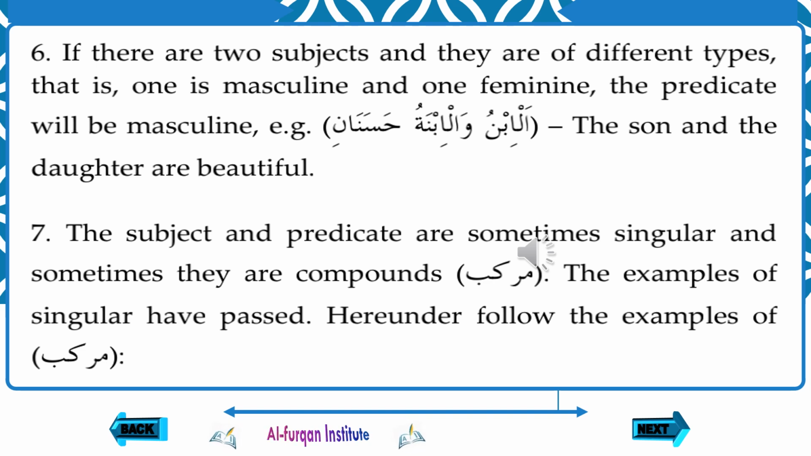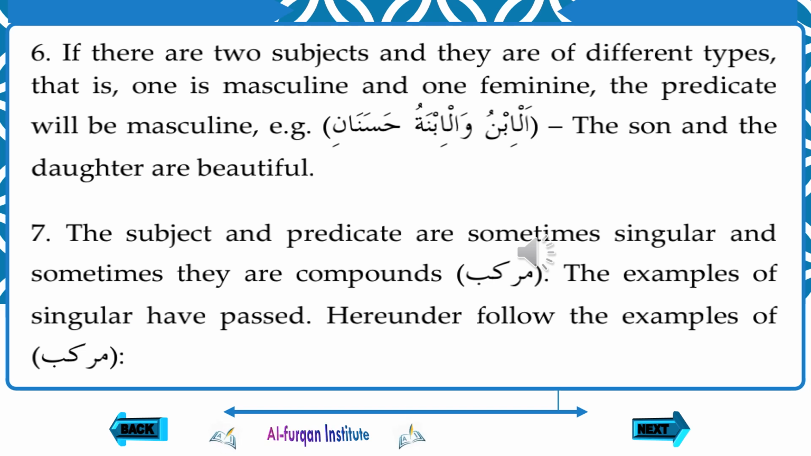If the sentence has two or more subjects of different genders, the predicate follows the masculine form. This is a general grammatical rule in Arabic: masculine dominates when genders are mixed. Like the example of al-ibnu wal-bintu hasanani, the son and the daughter are beautiful. Al-ibnu is masculine and al-bintu is feminine, and their predicate, hasanani, is dual masculine, used for the male gender.